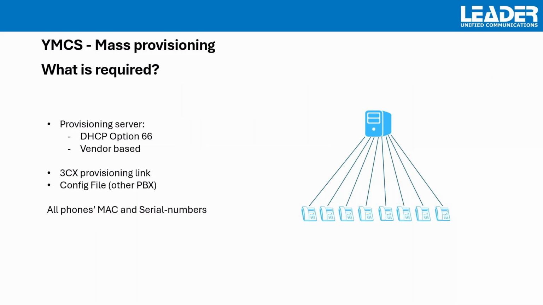Now, for mass provisioning, what do we require? We require a provisioning server, which can be either a router in your network, DHCP option 66, that's the old way, or we use a vendor-based setup. We need a 3CX provisioning link, or, for example, as mentioned prior, a config file if we use another PBX. And all phones' MAC addresses and serial numbers.